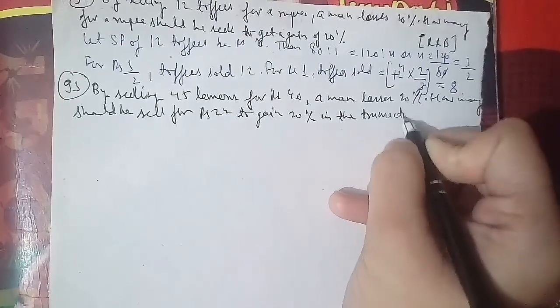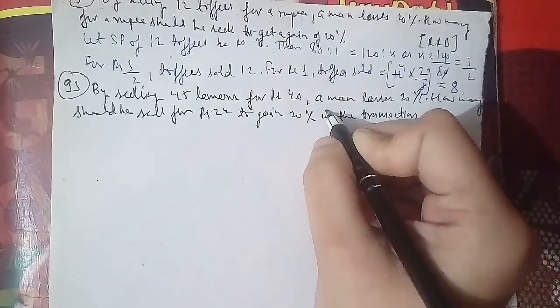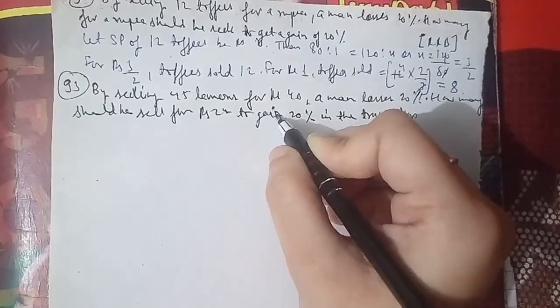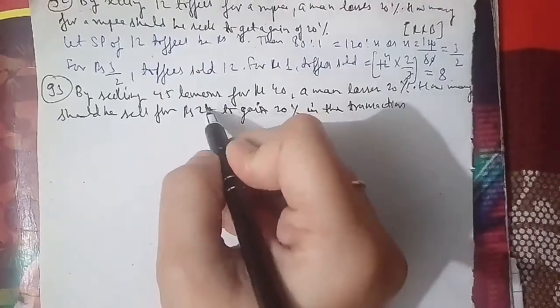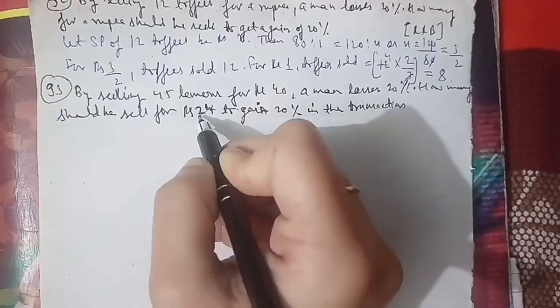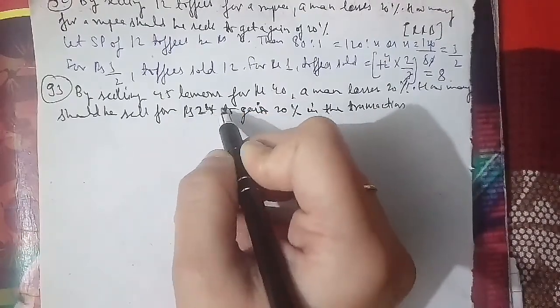Let SP of 45 lemons, selling price of 45 lemons, be rupees X, then 80:40 equals 120:X, or X equals 120 into 40 upon 80. 40 ones are 40, 4 twos are 80, 2 ones are 2, 2 sixes are 12 and 0. It will give you 60, for rupees 60.